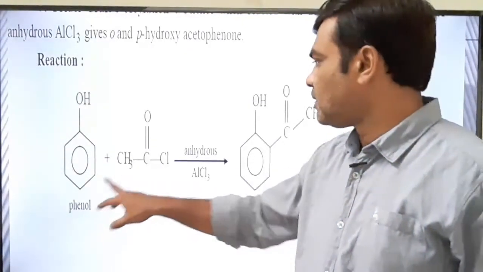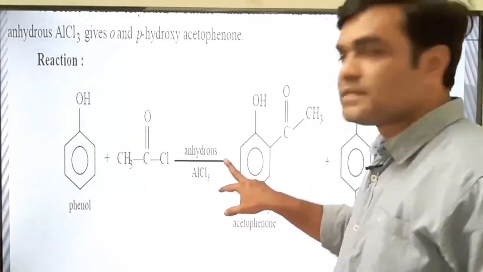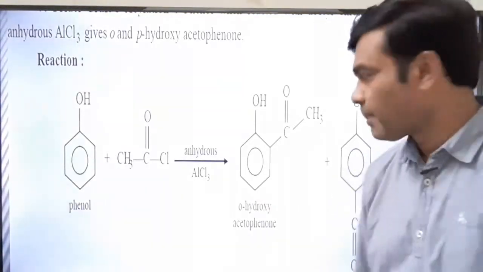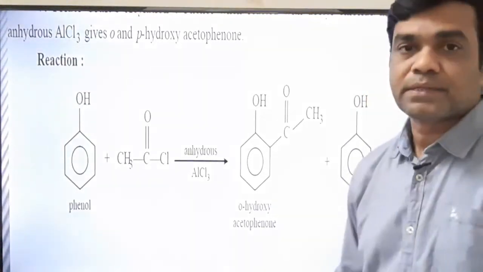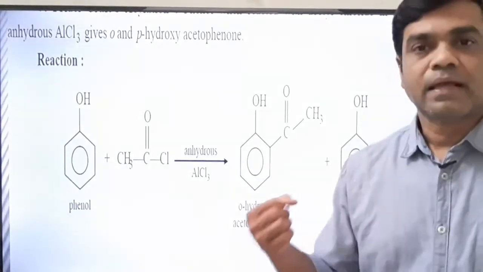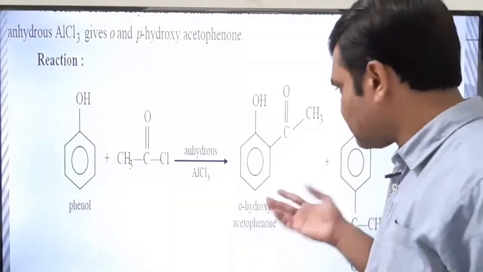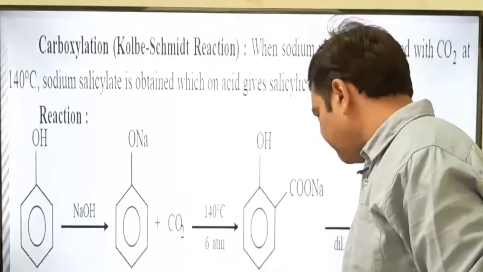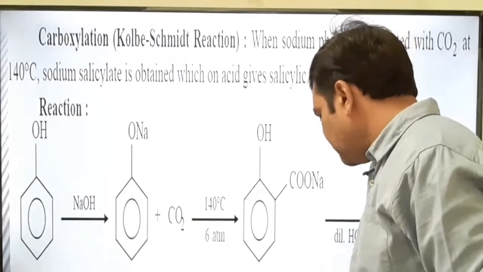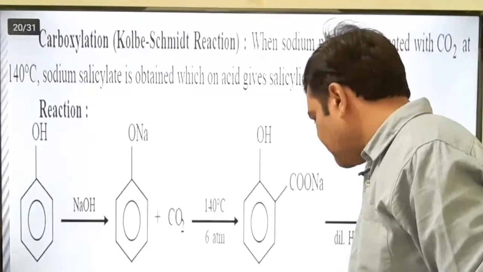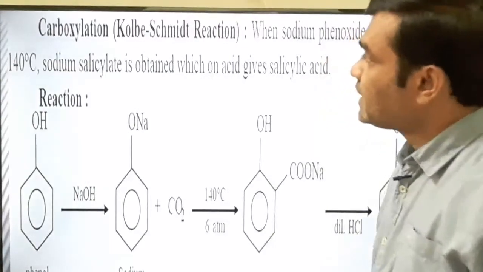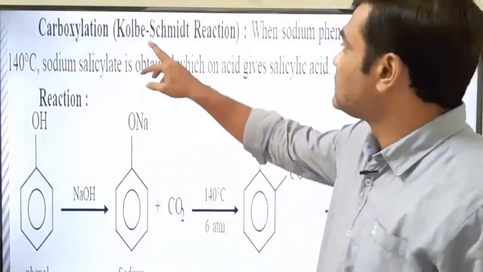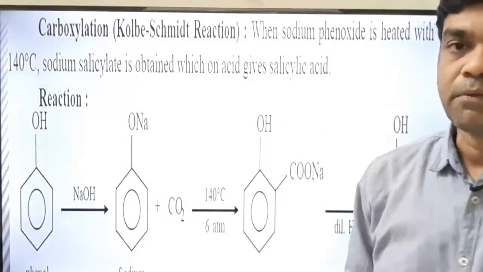Okay, so phenol on reaction with acetyl chloride in presence of Lewis acid catalyst, anhydrous aluminum trichloride AlCl3, we get para-hydroxyacetophenone and ortho-hydroxyacetophenone. Para-hydroxyacetophenone is major, ortho-hydroxyacetophenone is minor. Okay, so all these are electrophilic substitution reactions. Now the next reaction is the carboxylation reaction. That carboxylation reaction is also called the Kolbe-Schmitt reaction.